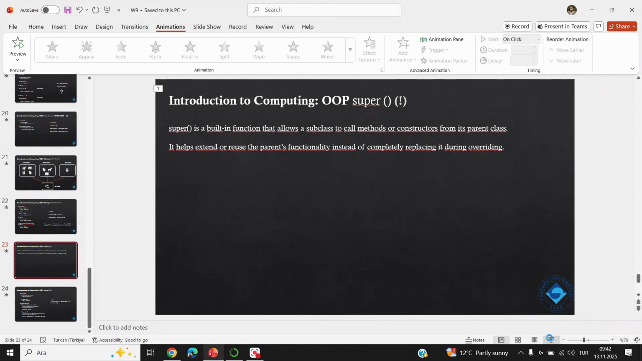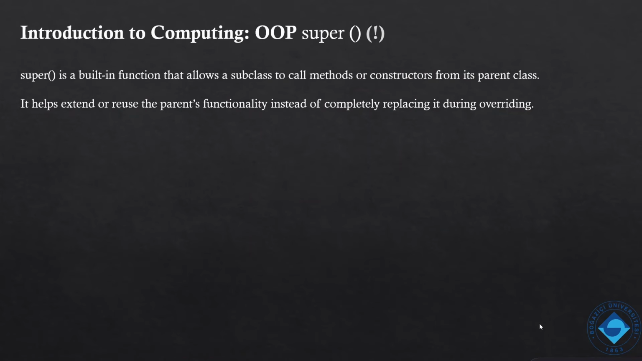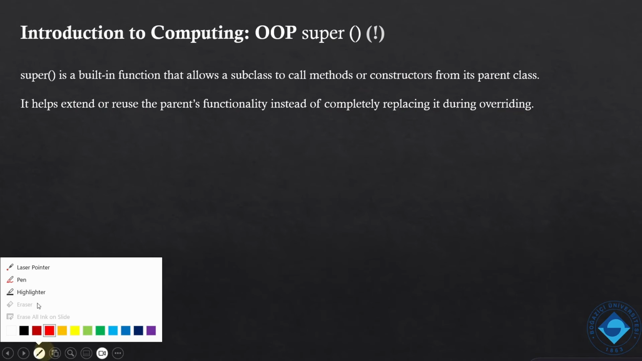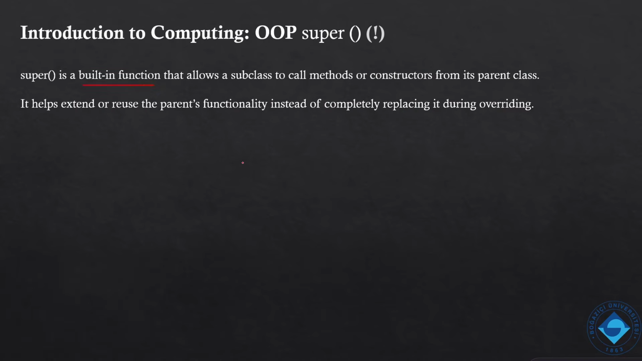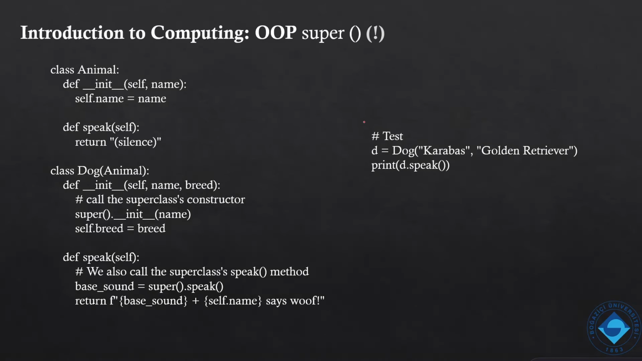And we have the super function. It means a predefined or built-in function in Python that allows a subclass to call methods or constructors from its parent class. It helps extend or reuse the parent's functionality instead of completely replacing it during overriding. Okay, let's start with an example, then you will understand much better. Here we have one superclass. It is animal, and it has an initialize function and one behavior, speak. And here we have a subclass, as you can see, it is dog.